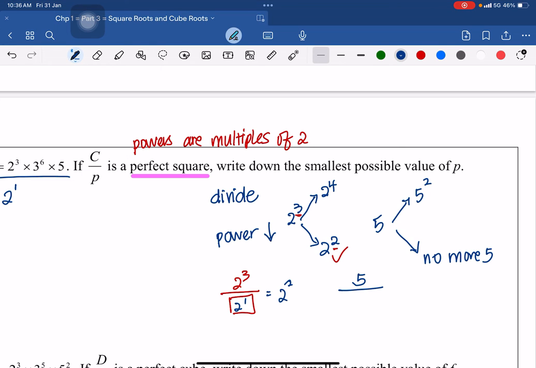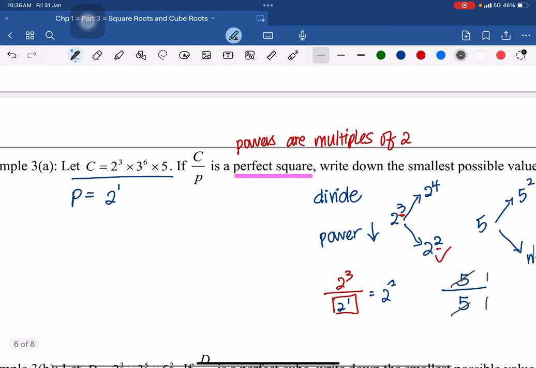So I divide by its original value, 5 to the power of 1. So that after that, I cancel away. Is there any more 5? Cancel, and get the number 1. There will be no more factor 5. Okay, so in this case, I'm going to divide away the additional factor 5 as well. So this p is the number that I'm going to divide away. So therefore p is equal to 10. Have you gotten the concept?